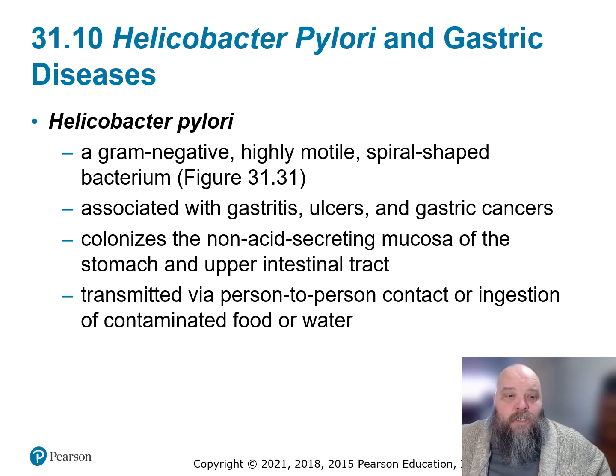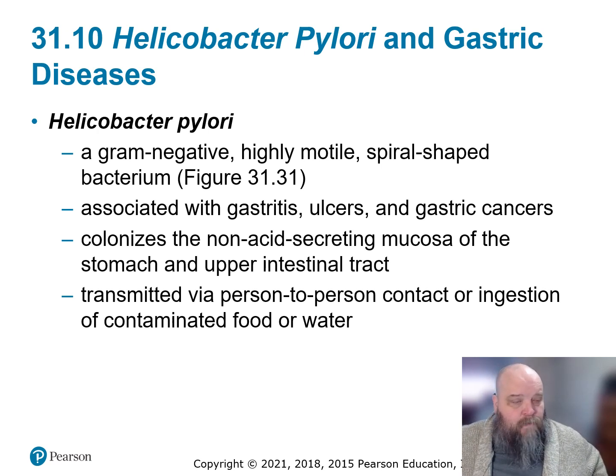Chapter 31, Section 10. Helicobacter pylori and gastric diseases. Now, we've talked about Helicobacter pylori in previous live lectures. This is the one that's in your stomach. It's a gram-negative, highly motile, spiral-shaped bacterium that resides in your stomach.